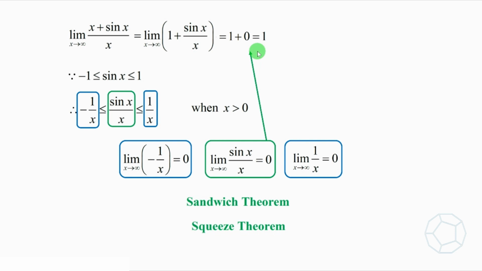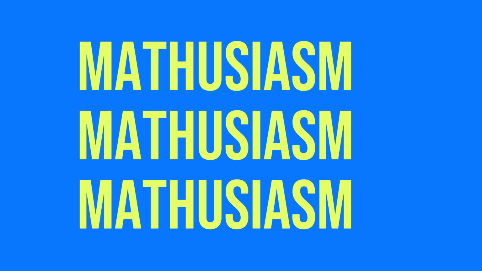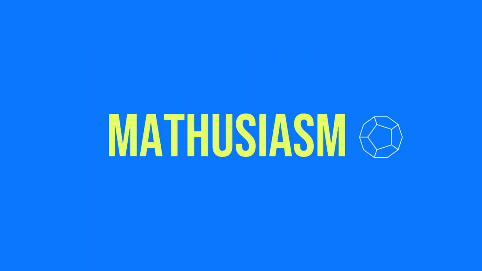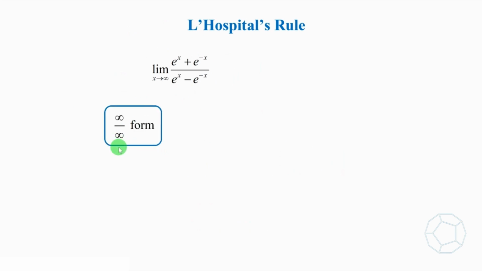So what are the other two cases where it doesn't work? Let's look at the second example. Find this limit with exponential terms. Again, we check the fraction. It is in the form of infinity over infinity. So we can go ahead with L'Hopital's rule.